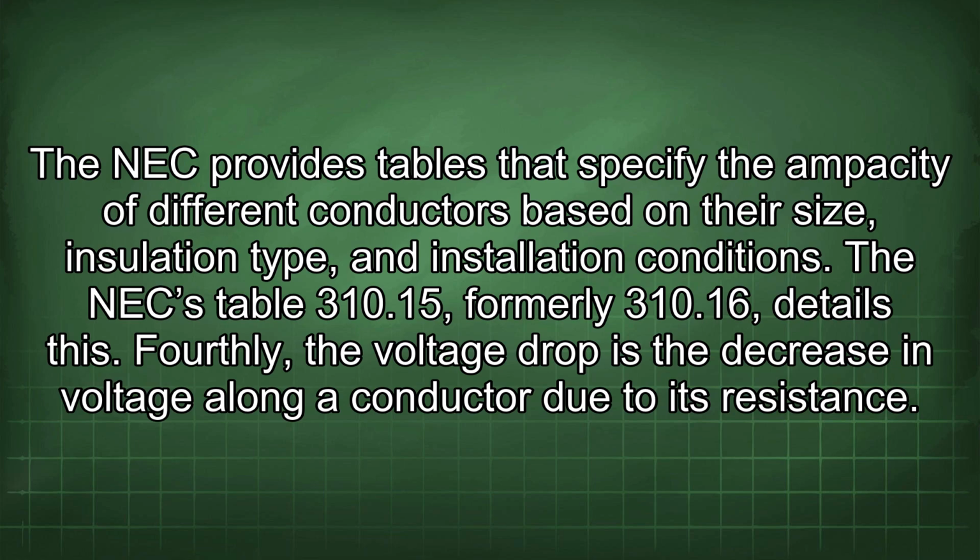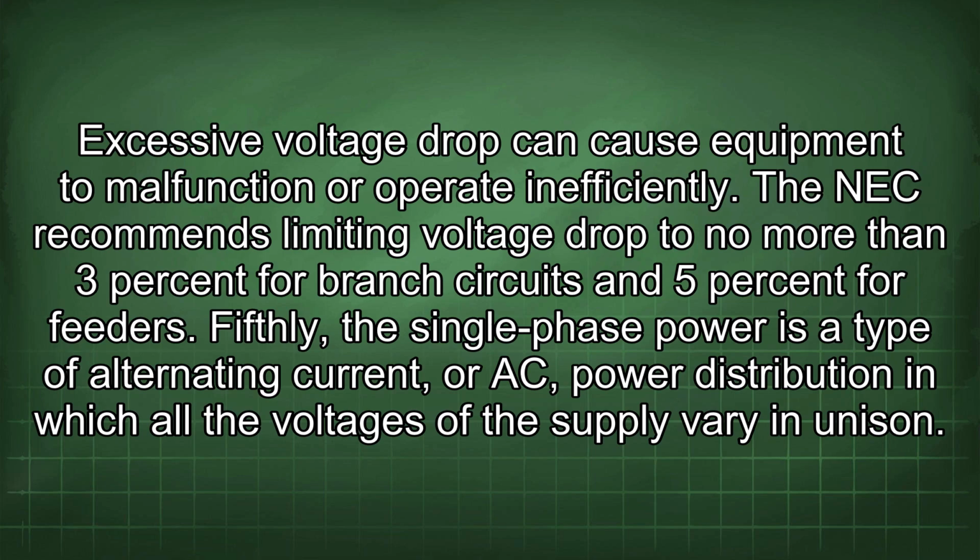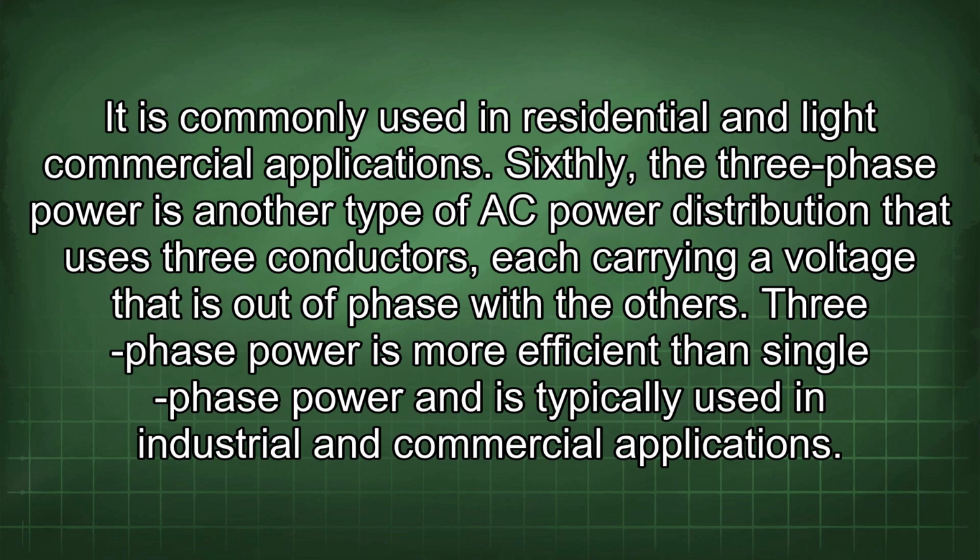Fourthly, the voltage drop is the decrease in voltage along a conductor due to its resistance. Excessive voltage drop can cause equipment to malfunction or operate inefficiently. The NEC recommends limiting voltage drop to no more than 3% for branch circuits and 5% for feeders. Fifthly, the single-phase power is a type of alternating current, or AC, power distribution in which all the voltages of the supply vary in unison. It is commonly used in residential and light commercial applications.